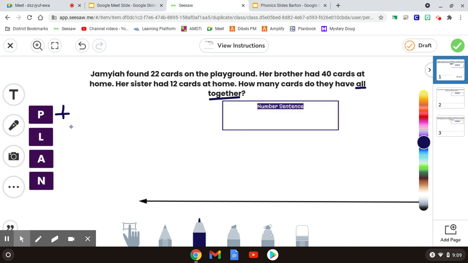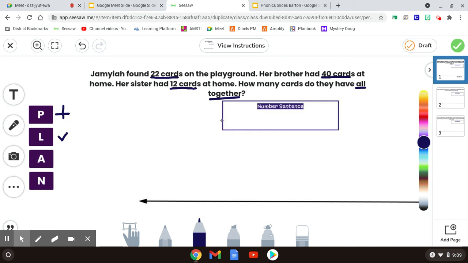The next thing I need to do is label. That means that I'm going to find the important things in here. This does not mean to go through and just find the numbers. That's not what you need to do. You need to make sure that you read it again and really understand what they're asking you to do. So Jemiah found 22 cards on the playground. That's important. Her brother had 40 cards at home, and her sister had 12 cards at home. So how many cards do they have all together?